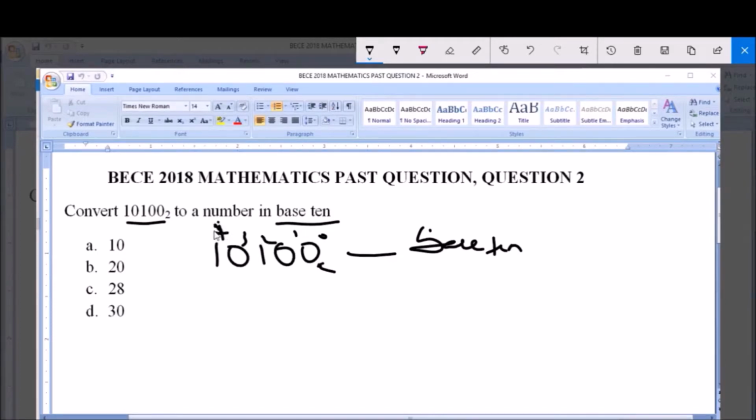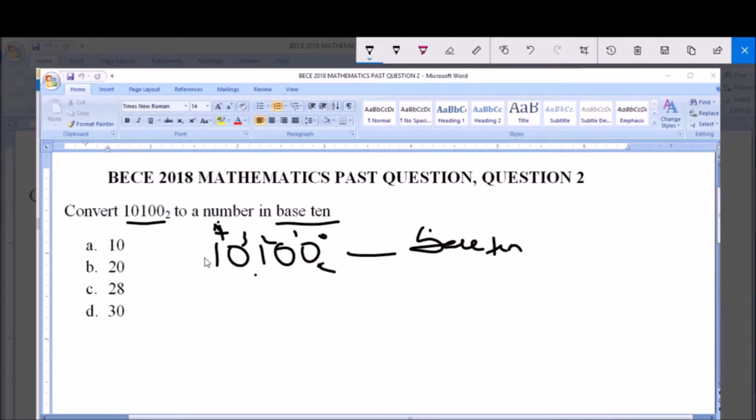Here is 4. So now we have 1 raised to the power of 4, 0 raised to the power of 3, 1 raised to the power of 2, 0 raised to the power of 1, and 0 raised to the power of 0 in base 2. Now to convert to base 10, we multiply each of these numbers by their base raised to the power each of them is carrying.